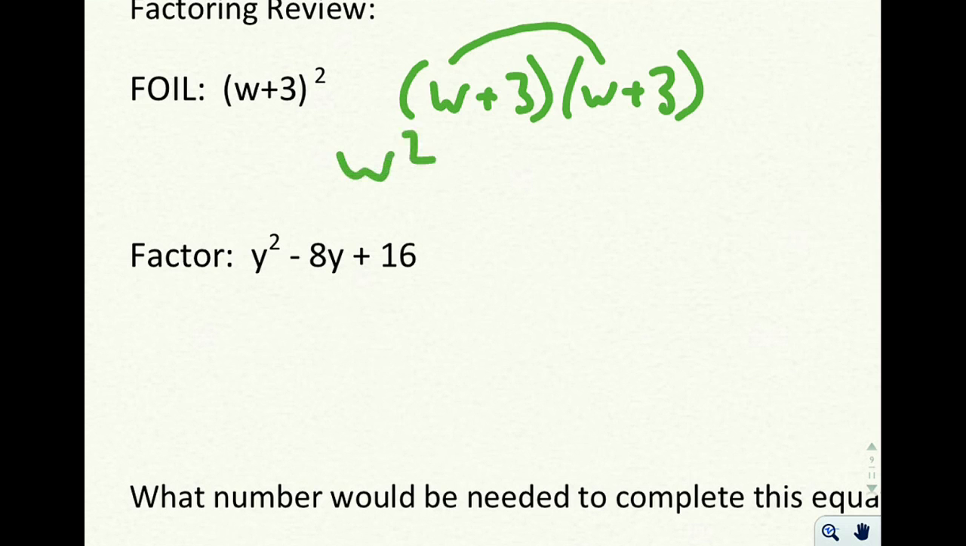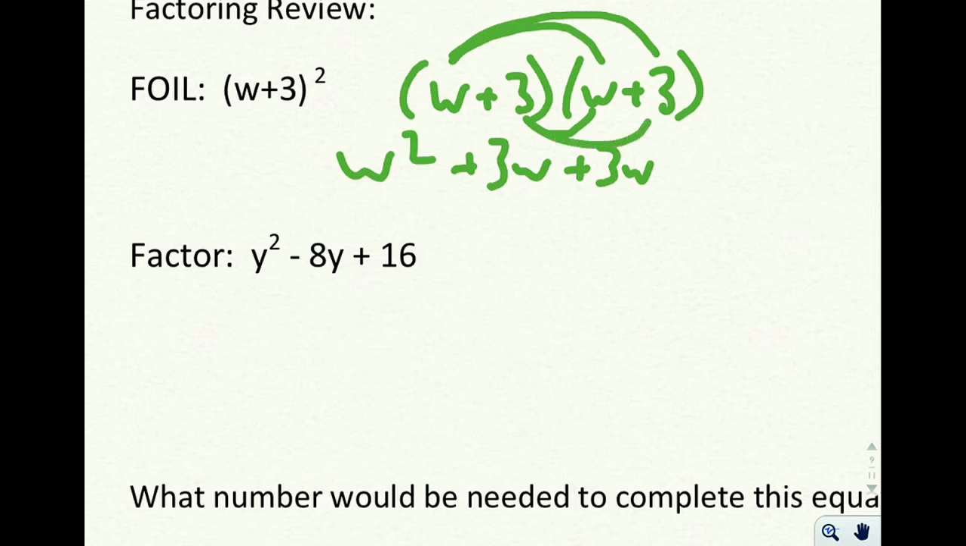So w times w is w squared. Then we have w times 3, so plus 3w. Then we have to take the 3 times everything, so plus 3w. And then 3 times 3 is plus 9. And we have our like terms in the middle, so 3w plus 3w we're adding now, so that's going to be 6w. But we get w squared plus 6w plus 9.